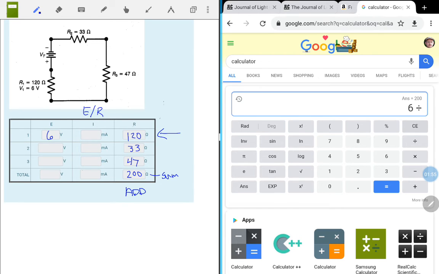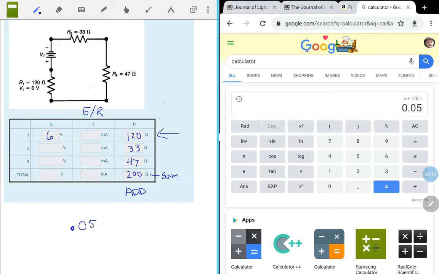Oops. 6 divided by 120, and that works out to be 0.05. Now, you've got to be careful here. That is 0.05 amps. But look at this box. It wants your answer in milliamps. So you remember to convert from amps to milliamps.